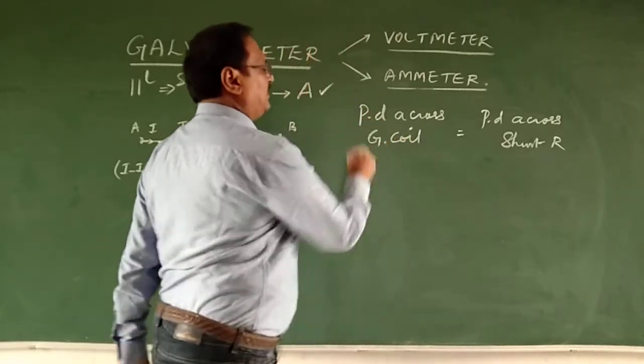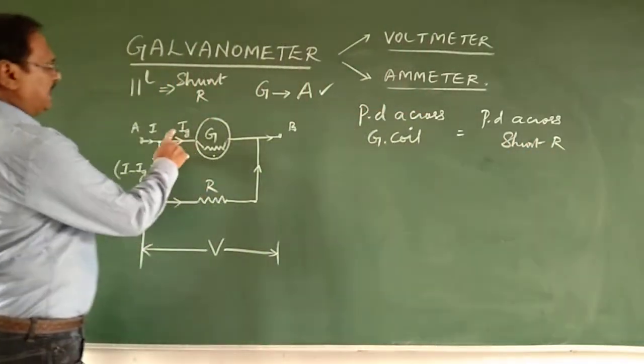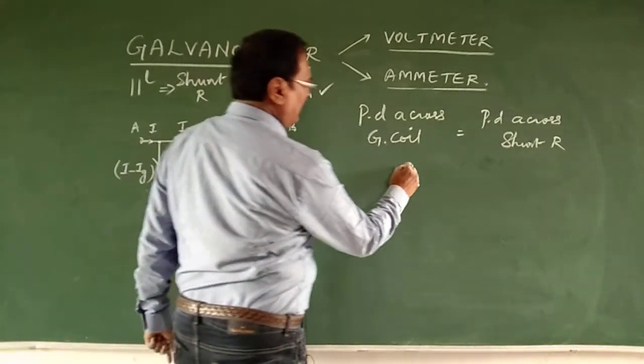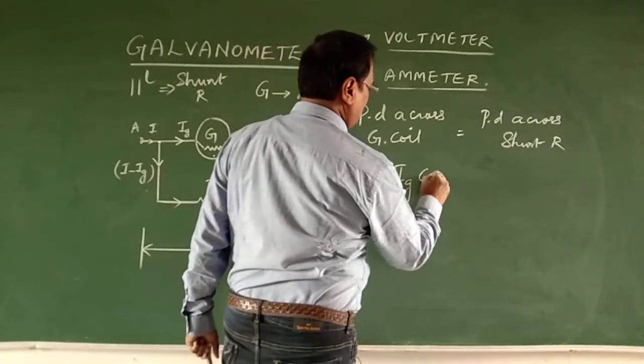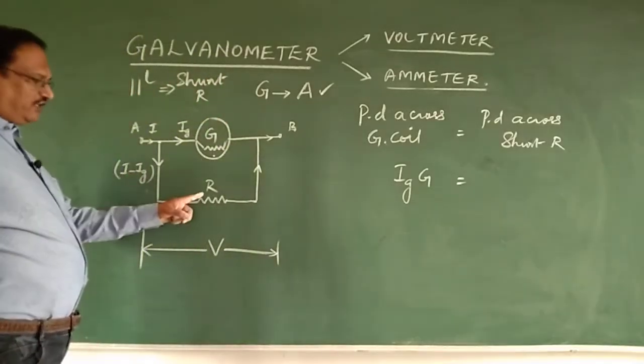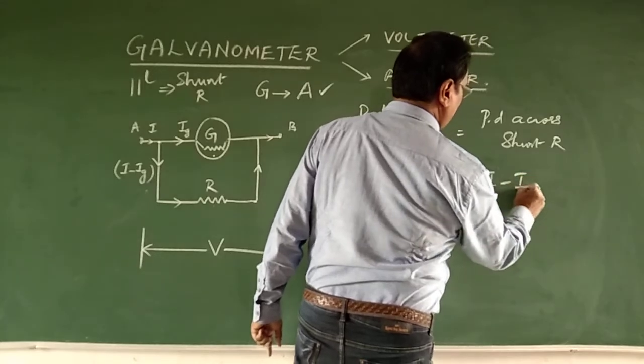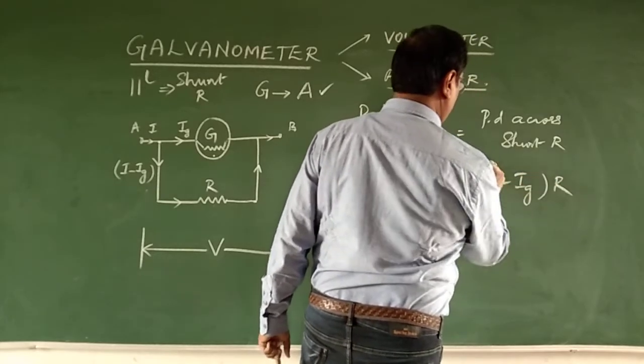Okay, what is the value? We are going to use Ohm's law now. IgG is equal to (I minus Ig) into R.